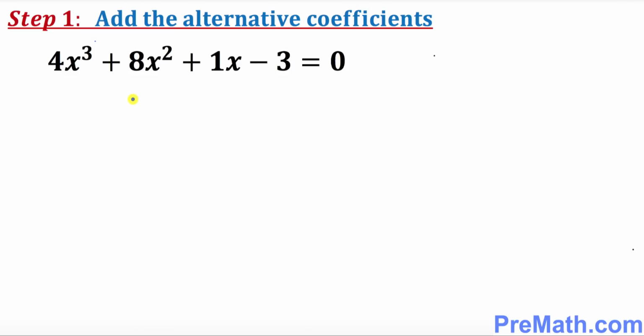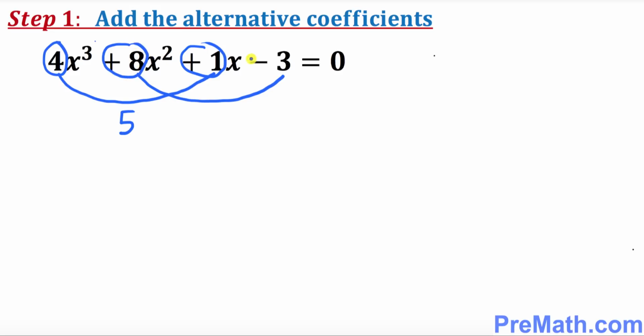So in this very first step we are asked to add the alternative coefficients of alternative terms. So what are the alternative? This one is going to go with this one, and I want you to add these coefficients. So you see 4 and plus 1 is going to make 5 on this side. And likewise positive 8 and negative 3 is going to make 5 as well. So what we got? The alternative coefficients sum is 5 and 5.